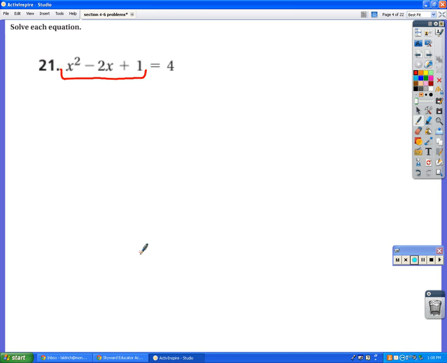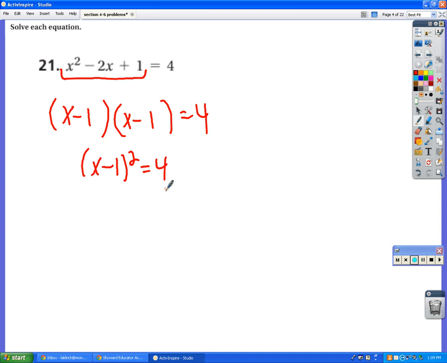So x squared minus 2x plus 1 factors into what? X minus 1 times x minus 1, because -1 times -1 is +1, and -1 plus -1 is -2, okay? So then since these are both the same, like Courtney said, you can rewrite this as x minus 1 squared equals 4. And then how do I get rid of the squared? Square root both sides. So the square root of x minus 1 squared is x minus 1. And the square root of 4 is 2. Or, what else is the square root of 4? -2.